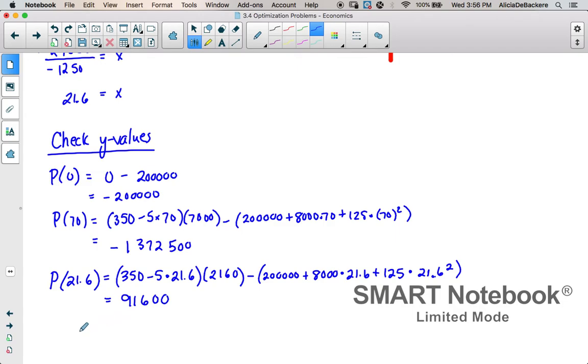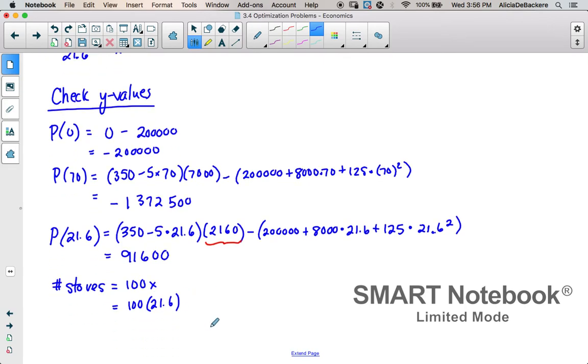And yay, they finally made some money here. So this is what we want. And then the other part of the question is asking, how many stoves? So I actually calculated the number of stoves here, but just to be really clear in my solution, the number of stoves, remember up in my equation we said was 100 times x, and so it's 100 times 21.6, and that gives me the 2160.